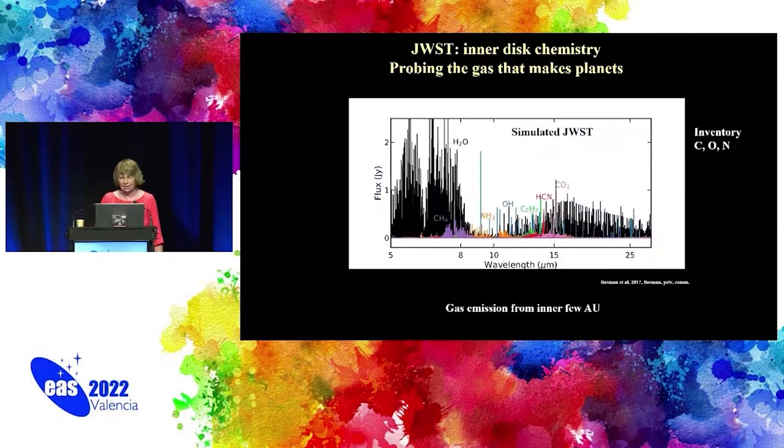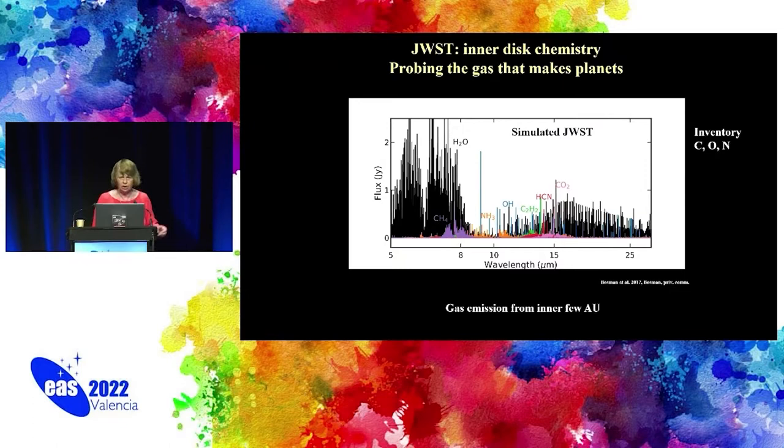If we look at the inner disk, so this was the cold outer disk. If you look at the inner disk, that's where the temperatures are high. That's where you have a high temperature chemistry, gas emission from gas that is several hundred Kelvin. And we expect a very rich spectrum to see there. Lines like these that Spitzer absolutely could not see before. So here we'll be probing directly the gas actually that makes planets in the inner few astronomical units and be able to make an inventory of carbon, oxygen, and nitrogen, especially since we're observing some of the major species that we see there.